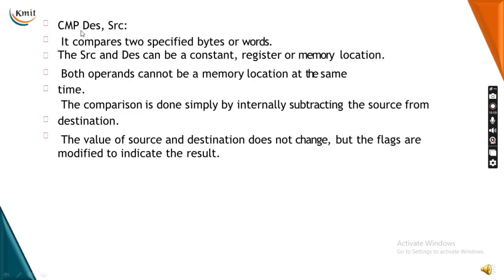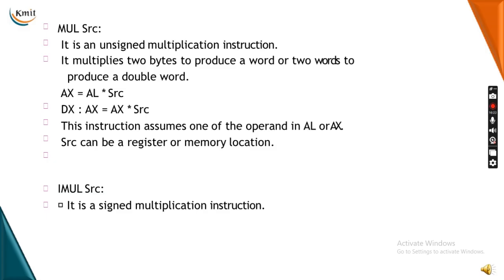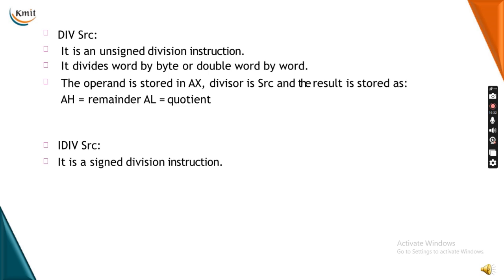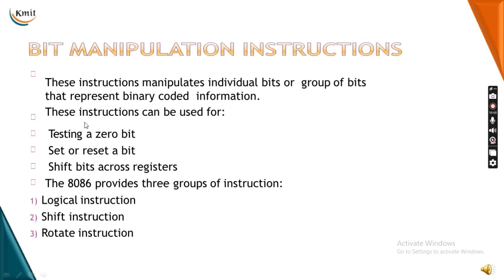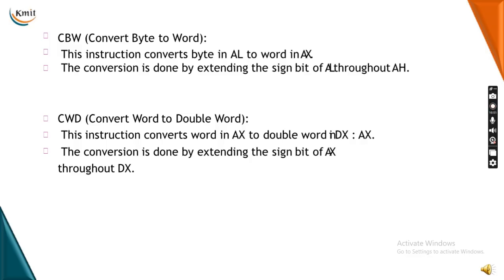Next, compare. It compares two specified bytes or words. Multiplication, MUL source. For signed multiplication, you need to use the IMUL instruction. For division, DIV source, and for signed division, you need to use IDIV source. Conversion: convert byte to word, convert word to double word. So these are your arithmetic instructions. Thank you.